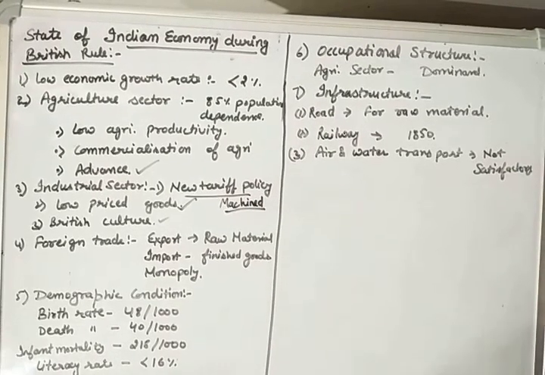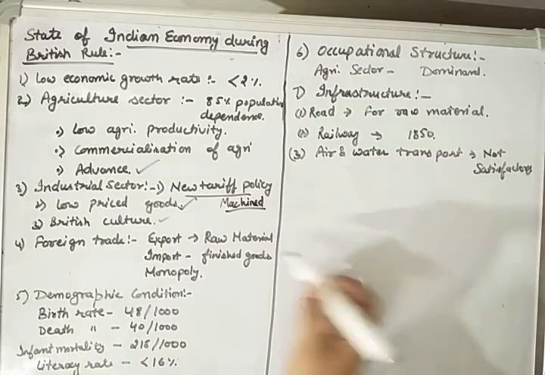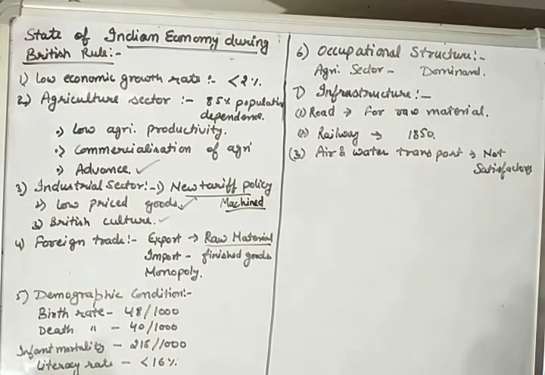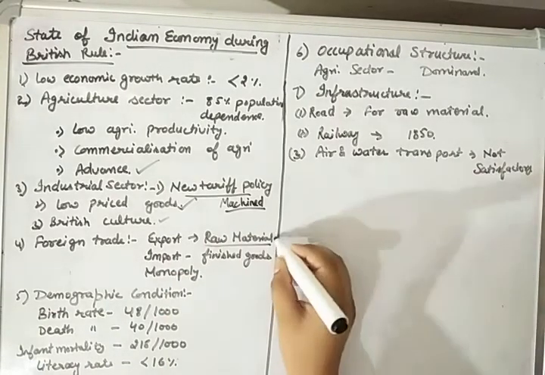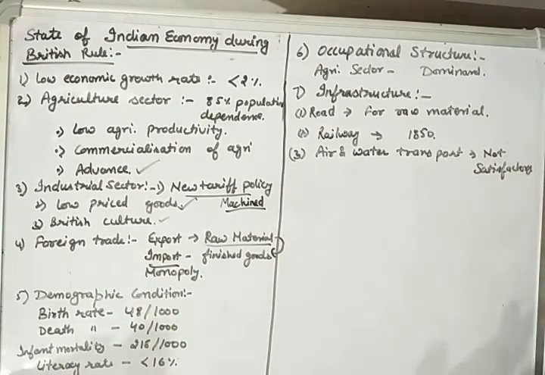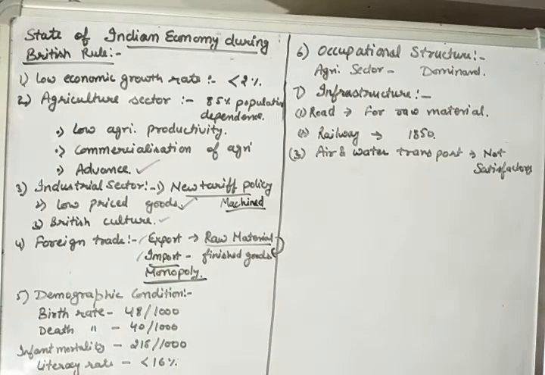Okay. Next we come to foreign trade. In foreign trade we can say that basically India was exporting raw material to the Britishers. And what the Britishers did was convert this raw material into finished goods and sell it to Indians. That is, India was importing finished goods. There was a complete monopoly of the Britishers on import and export of India, because Indians were not free to buy and sell anything in foreign countries.